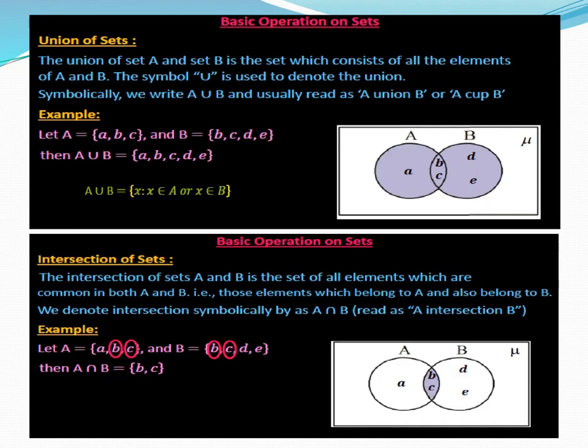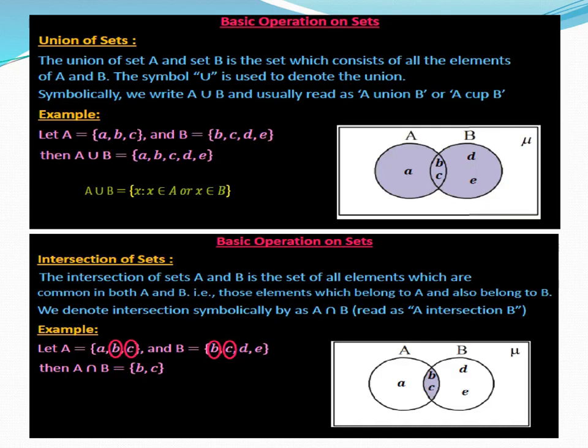Suppose you take an example. Let A equal the set containing elements a, b, c. B equals b, c, d, e. Then A intersection B is the set of common elements of the two sets A and B. So what are the common elements of the given sets A and B? b, comma c. Then we write A intersection B equals the set b, comma c.